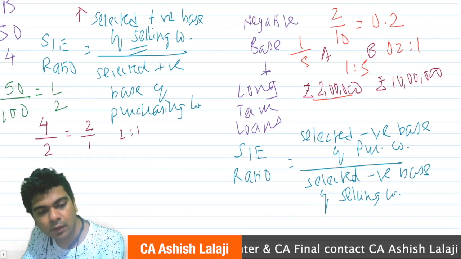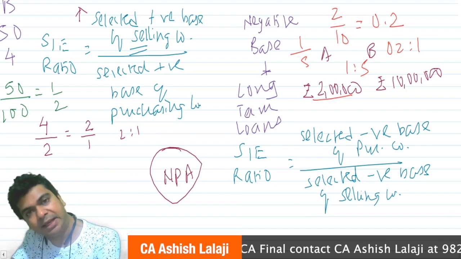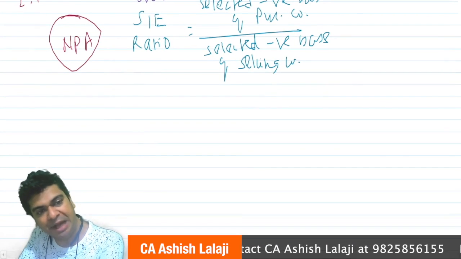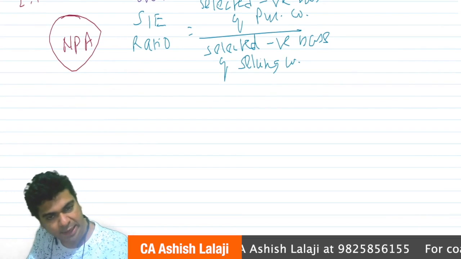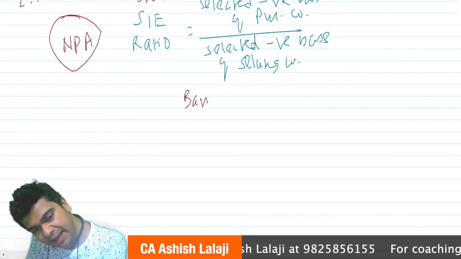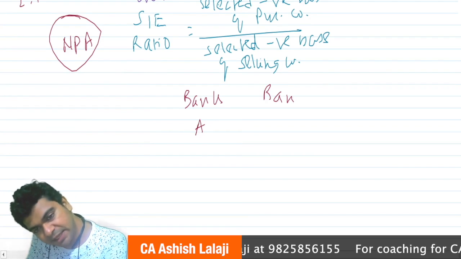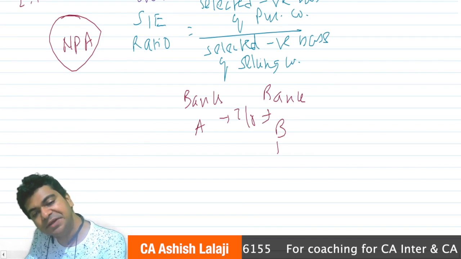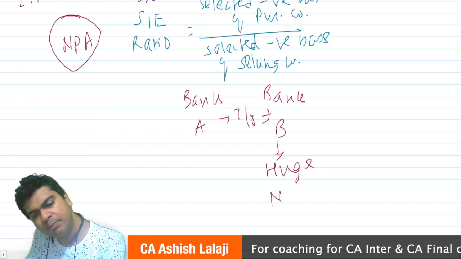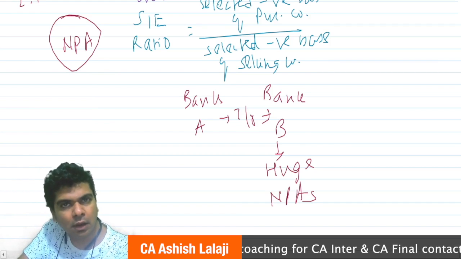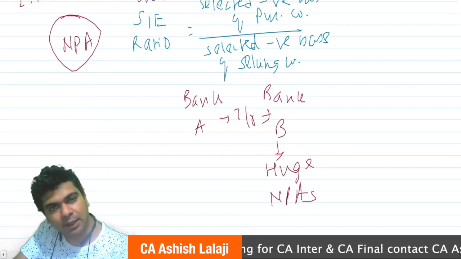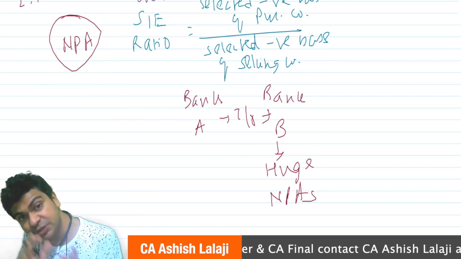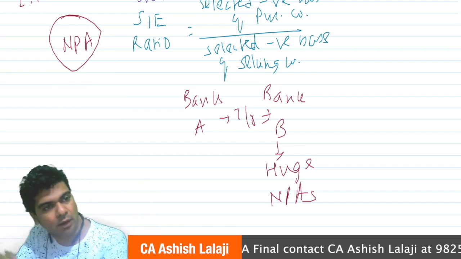Let us say NPA, non-performing assets. Let us say there is one bank which is planning to take over another bank. Let's take a case of bank A and bank B. Let's say A wants to take over bank B, and B is having huge non-performing assets. What do you say? You are so happy, isn't it, that we will take over a bank which has a huge amount of non-performing assets? Or are you really worried?